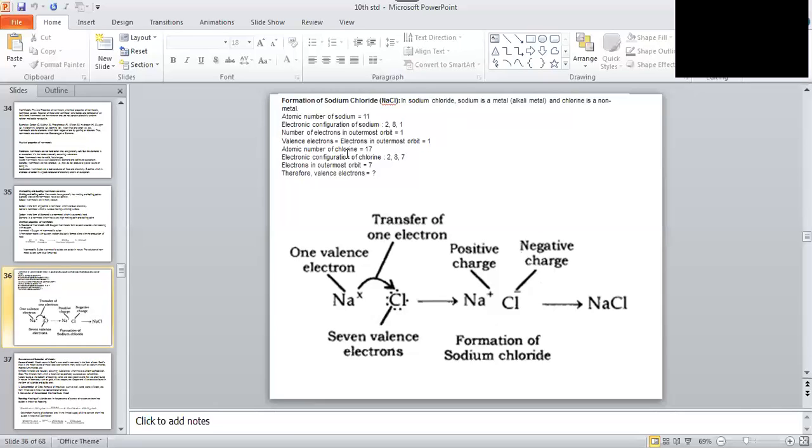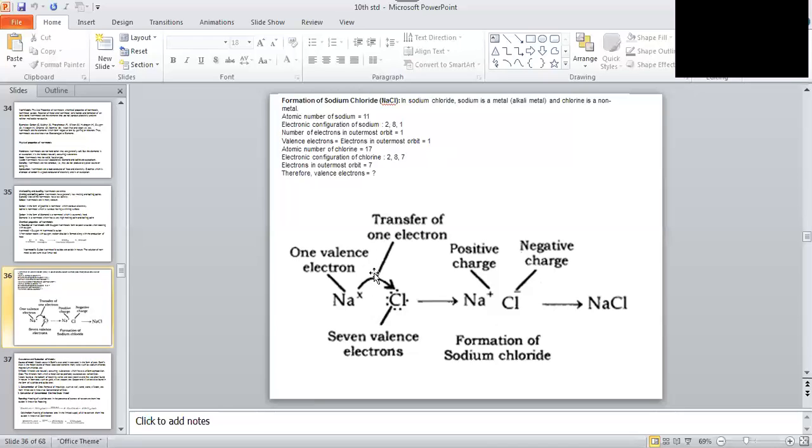The second atom is chlorine. Its atomic number is 17. These 17 electrons in chlorine are distributed like this: 2, 8 and 7. Total 17 electrons. So the electrons in the outermost orbit are 7. Therefore, these are not the valence electrons here, because for chlorine we count how many electrons are required to complete the octet, and that is called the valency. Therefore the valency of chlorine is also 1, but it is a negative valency. For sodium it is a positive valency.